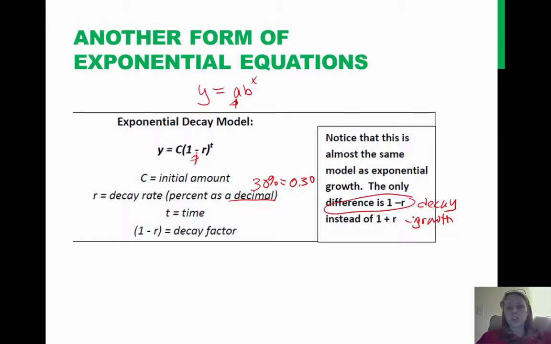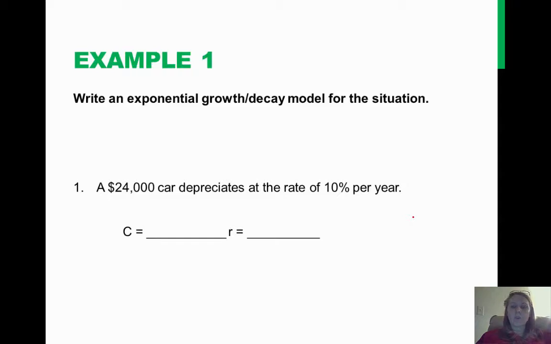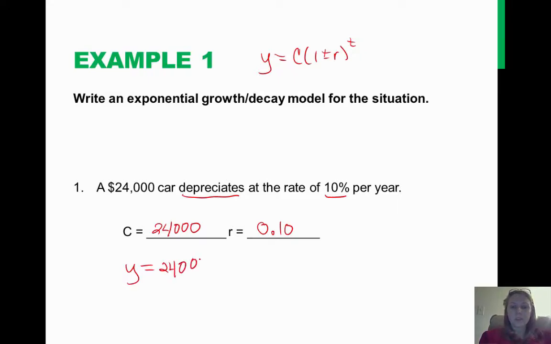So let's look at 3 examples here, and we're going to use that. I'm going to write it back up here again so that we remember. It's c times 1 plus or minus r to the t. Okay, so we have $24,000. That's our original amount, so I'm going to put that in for c. And it depreciates or decays at a rate of 10% a year, so our decay rate is 0.10. So let's put this into our equation. We have y equals 24,000 times 1 minus 0.10 to the t power.